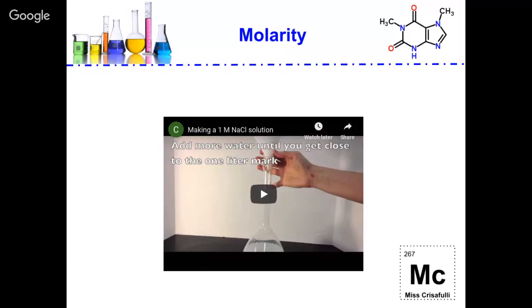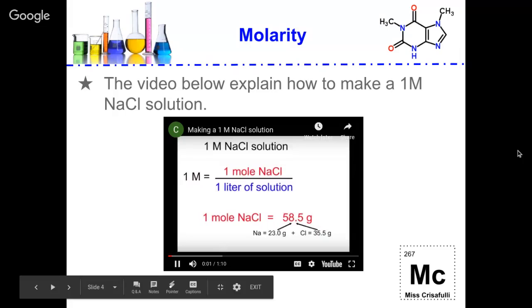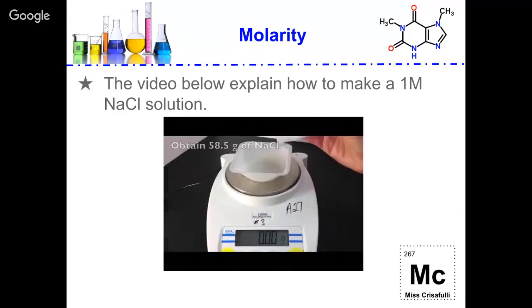When we are making solutions for labs, we follow a very specific set of procedures that allows us to make the specific solution we're looking for. This video is going to explain how to make a 1 molar sodium chloride solution. So we have to make a 1 molar NaCl solution. Now 1 molar means we're going to put 1 mole of NaCl in 1 liter of solution. And if we do the math, 1 mole is 58.5 grams.